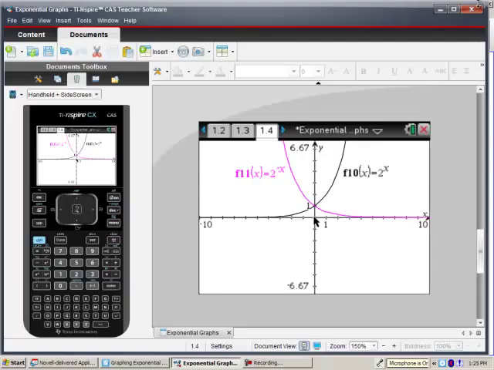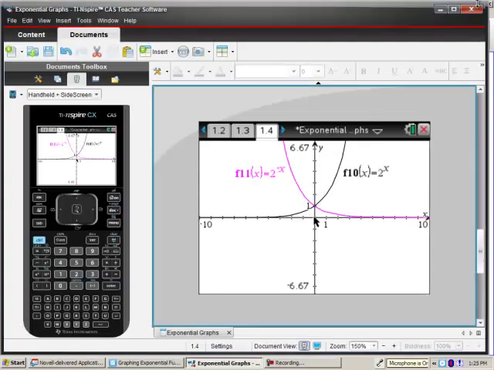In this next graph, what I've tried to show is a horizontal reflection. The black graph is y equals 2 to the x. We've looked at that a couple times already. And then my purple graph here is y equals 2 to the negative x. Well, what's that negative x do? Clearly, that's a horizontal reflection.